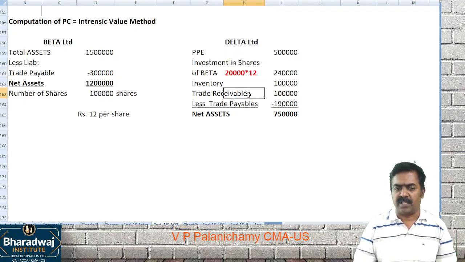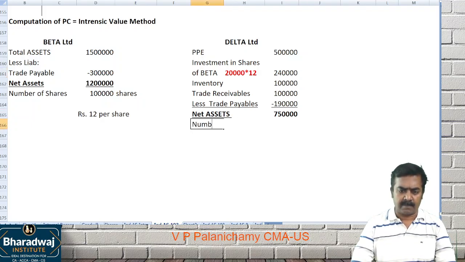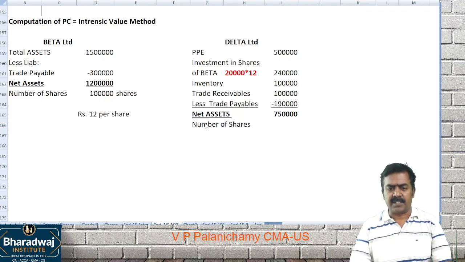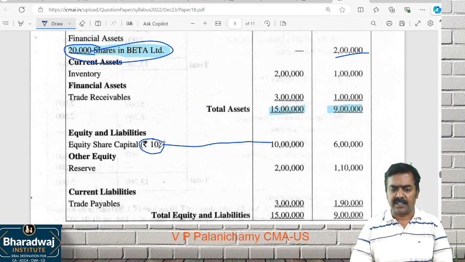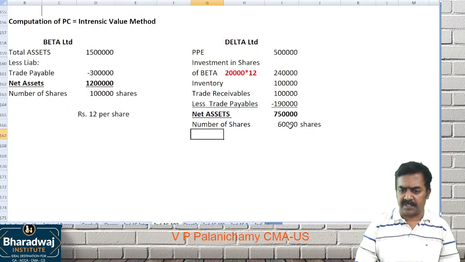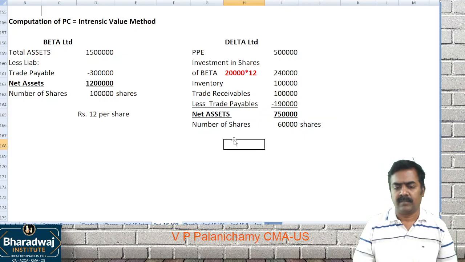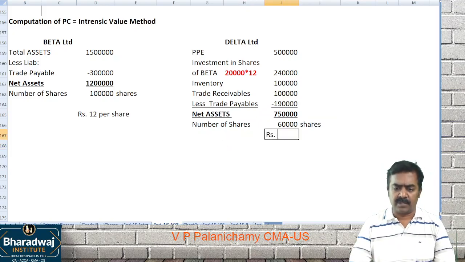These 20,000 shares are of Beta Limited. What is the value per share? 12 rupees is the value per share. 2,40,000 should be taken. Divided by number of shares. How many shares are there in Delta Limited? 6 lakhs at 10 each, so 60,000 shares. So the value per share will be how much? 12.5 per share.